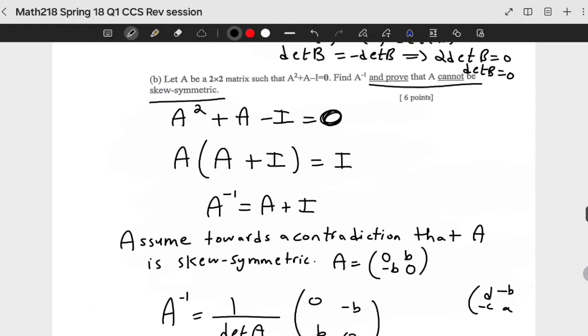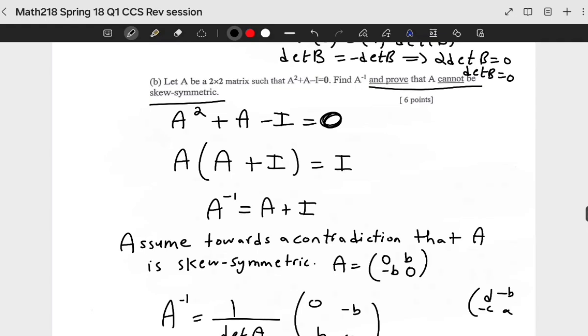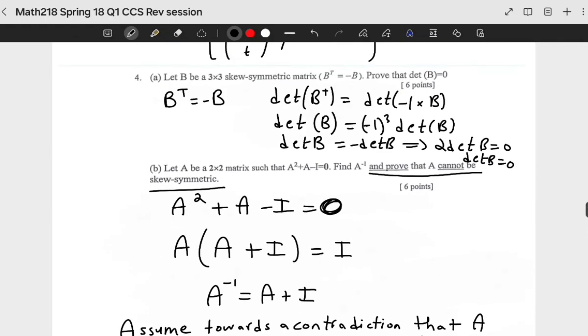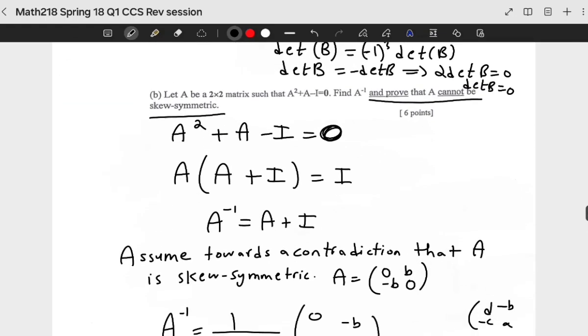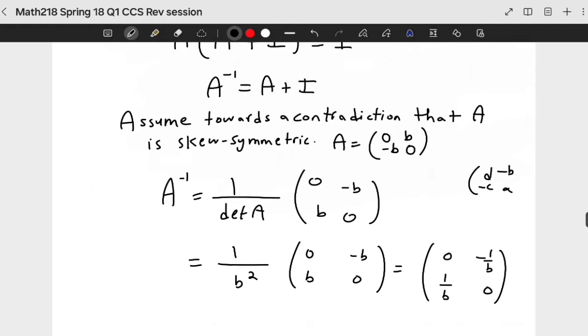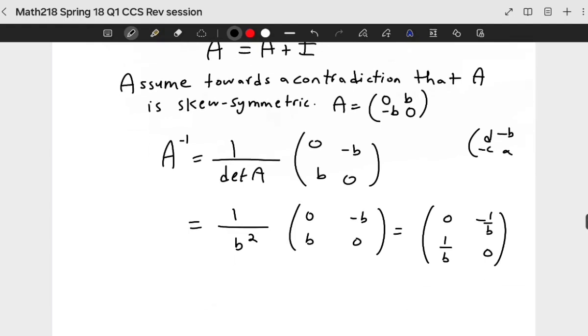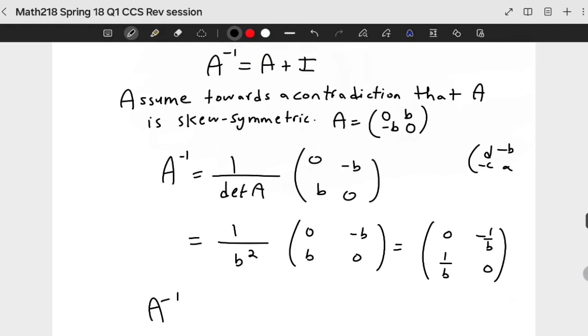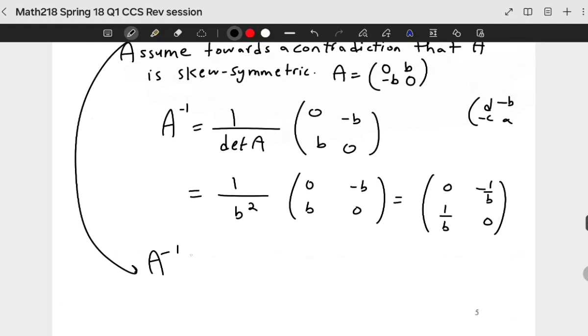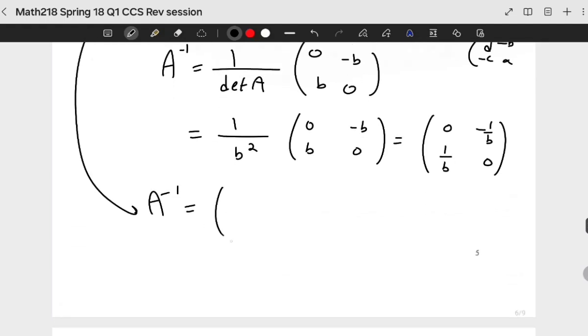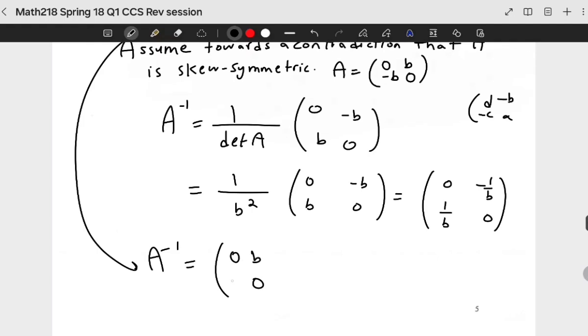Okay, but A inverse is A plus I, based on our previous findings, whatever A is. Assuming it's skew symmetric, then if we add I to it, it would be (1, b; minus b, 1), right?